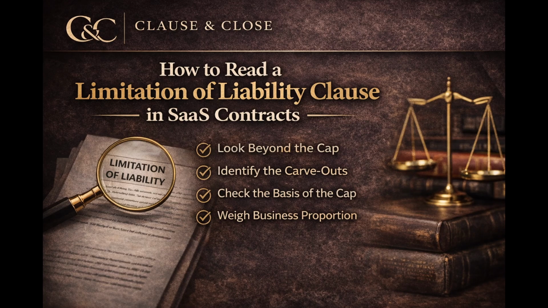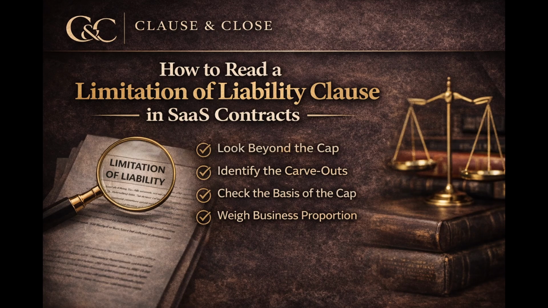Take security obligations. If the contract contains aggressive promises about encryption, audit rights, breach response time, or compliance standards, then a carve-out for data breaches may become far more significant. Take also confidentiality. If the confidentiality obligation is drafted extremely broadly and any breach is uncapped, even minor operational issues may become high-stakes disputes. This is why reading the limitation clause well requires structural reading. You are not just reading one paragraph, you are reading the contract's risk architecture.